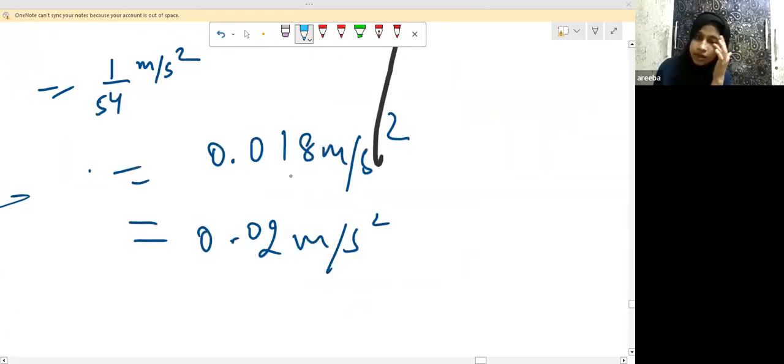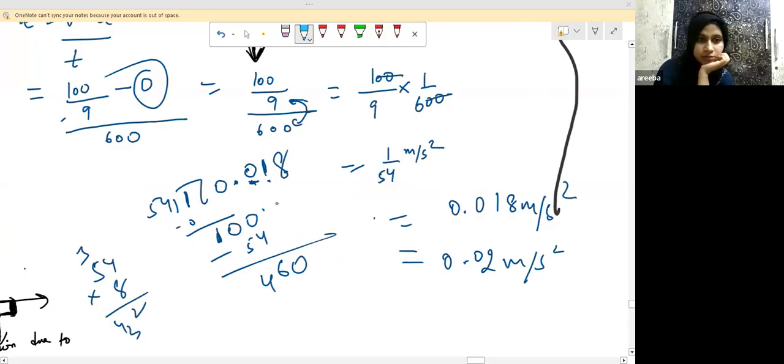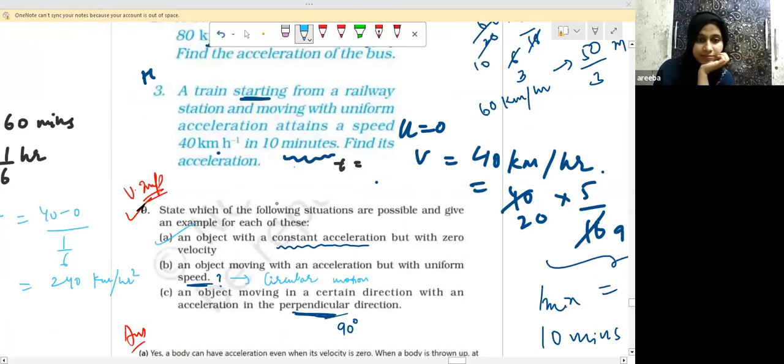0.01. ठीक है? Okay. Which will be rounded off to 0.02. Right? बच्चे देखो, calculation mistake. Ma'am, can you show the question again? I think I've done something in between the values.